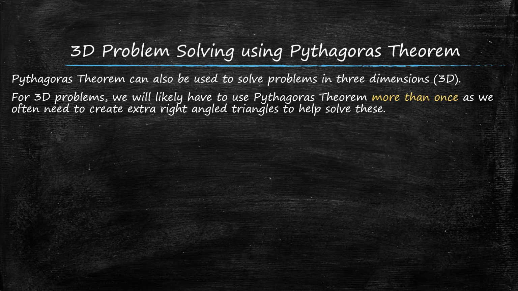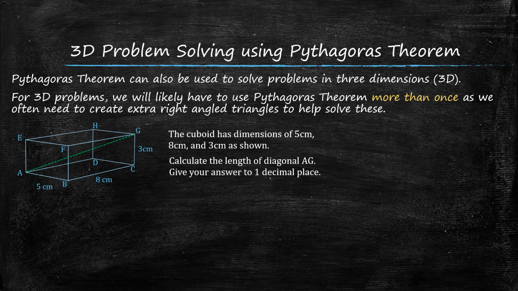For 3D problems we will likely have to use Pythagoras theorem more than once, as we often need to create extra right angle triangles to help solve these types of problem. Okay, that said, let's have a look at an example.